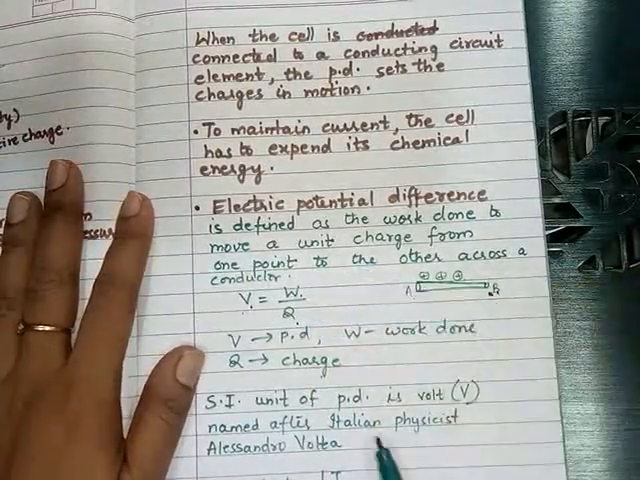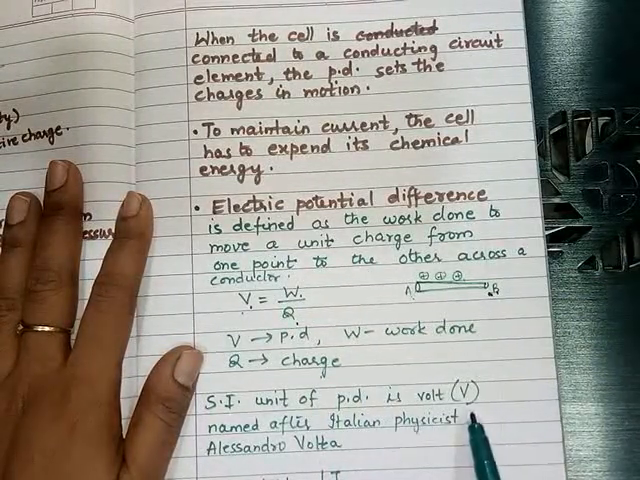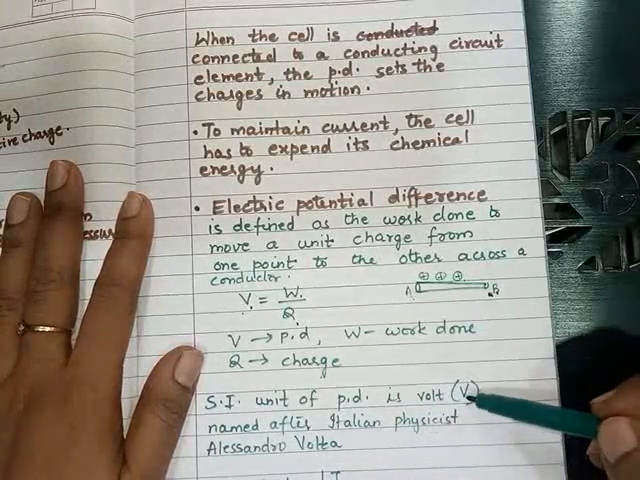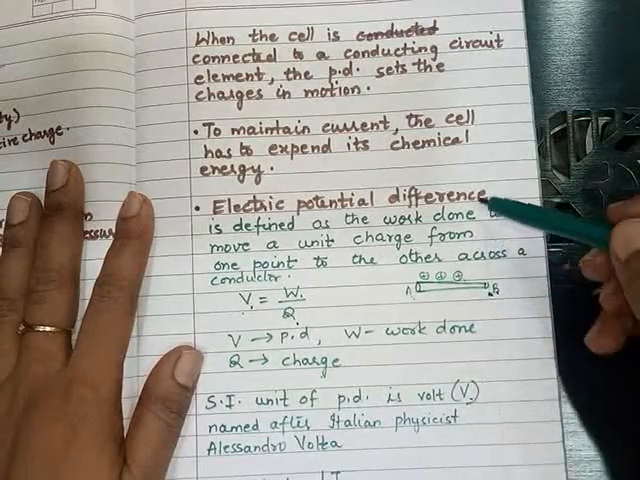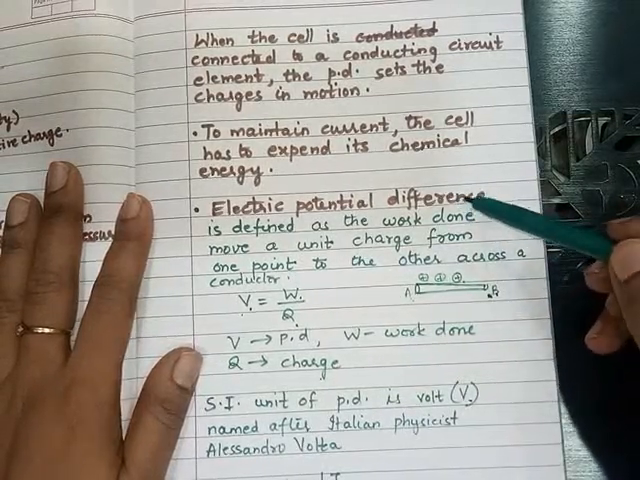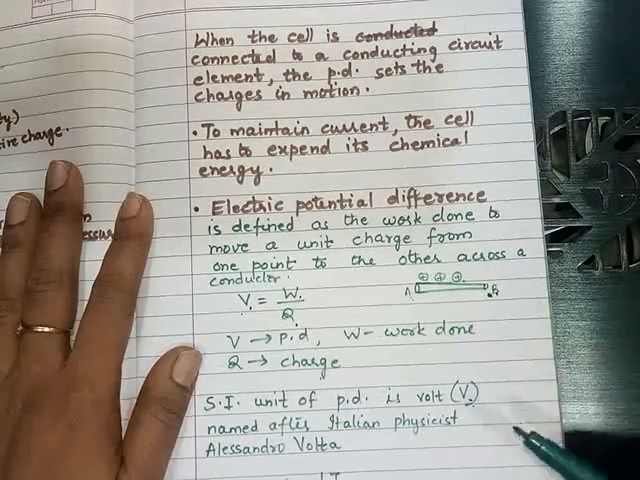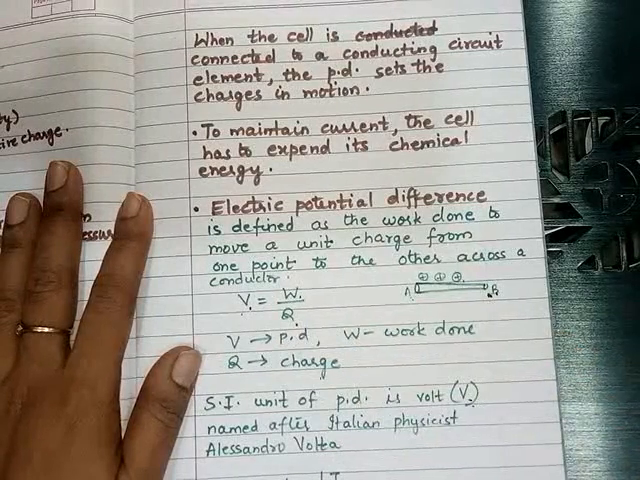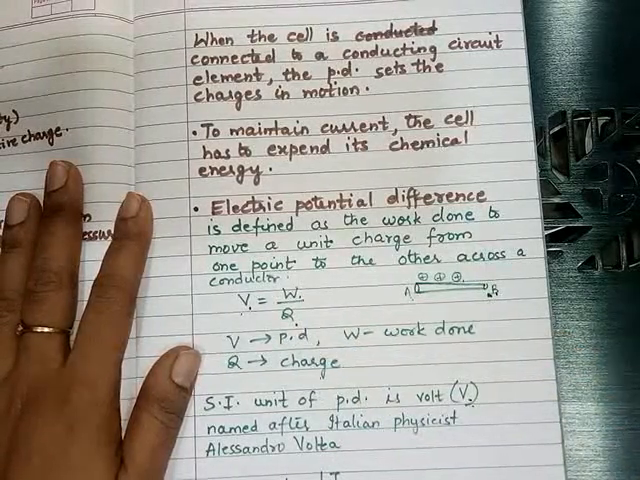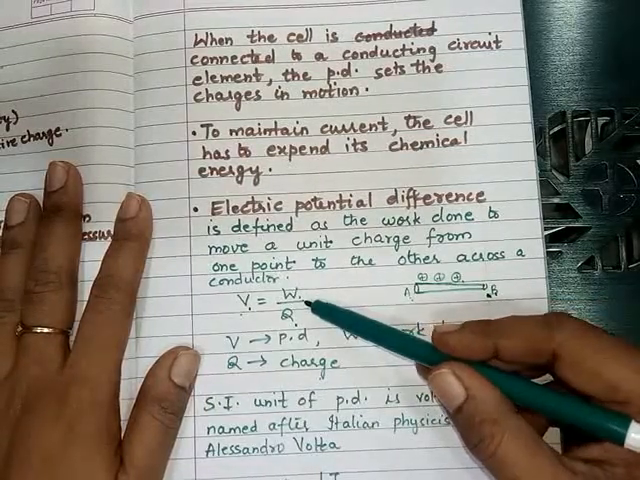The SI unit of potential difference is volt, which is named after the Italian physicist Alessandro Volta, and volt is also given by the capital letter V. So here you have to note the difference, that potential difference as well as its unit are both given by V. From this formula, V = W/Q, we write it with respect to their SI units: 1 volt is equal to 1 joule upon 1 coulomb. You know that joule is the SI unit of work done.